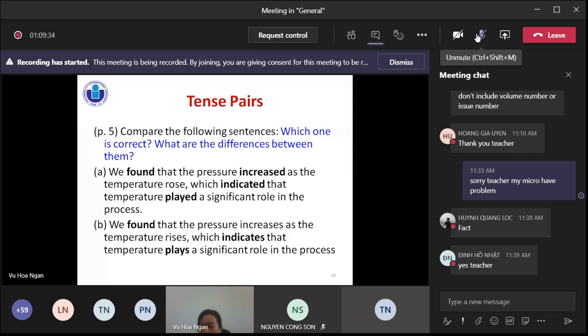What do you think? Which one is correct? I think A is correct because they use the past simple tense, so that really indicates that that is their personal observation, their personal information. Personal observation. Okay.